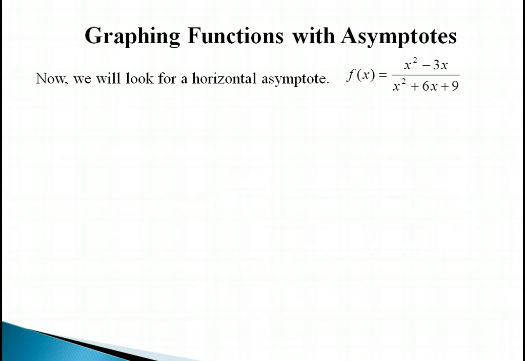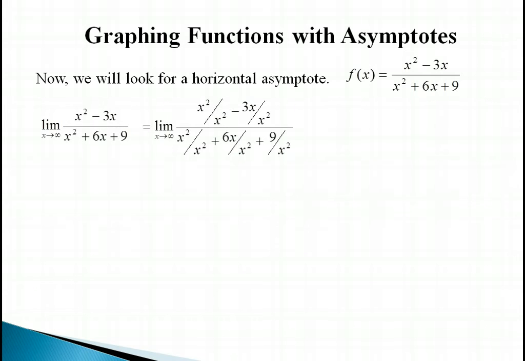Okay, so now what we're going to do is look for a horizontal asymptote. And we're going to do that algebraically. What we're going to do is go through and divide each and every term by x squared. Always use the variable to the highest degree when you do this division. So we're going to simplify now. So x squared over x squared is 1. We're simplifying the 3x over x squared to 3 over x and doing the same thing in the denominator.